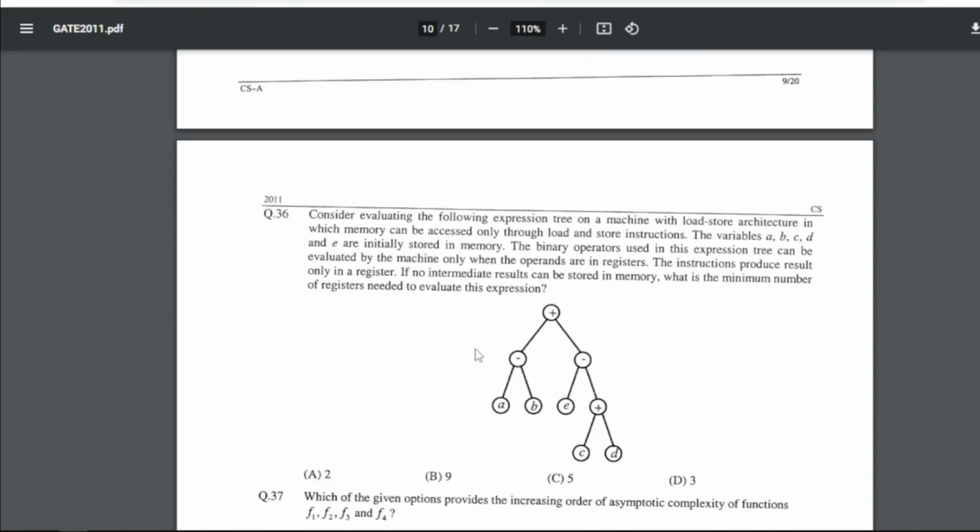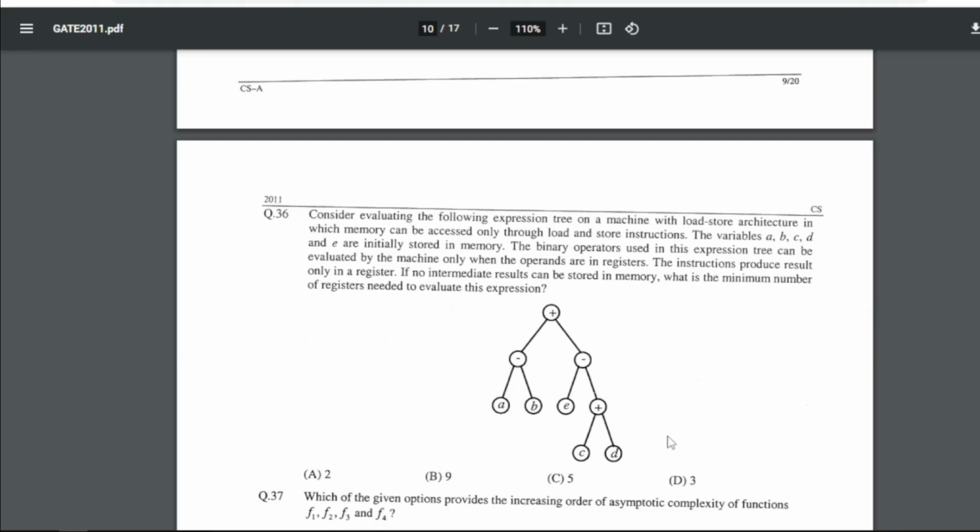Now 36: Consider evaluating the following expression tree on a machine with load-store architecture, in which memory can be accessed only through load and store instructions. The variables a, b, c, d and e are initially stored in memory. The binary operators used in the expression tree can be evaluated by the machine only when the operands are in registers. The instructions produce a result only in a register. If no intermediate result can be stored in memory, what is the minimum number of registers needed to evaluate this expression? So for 36, our answer will be D, that is 3.